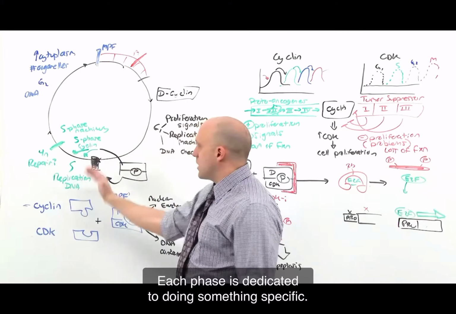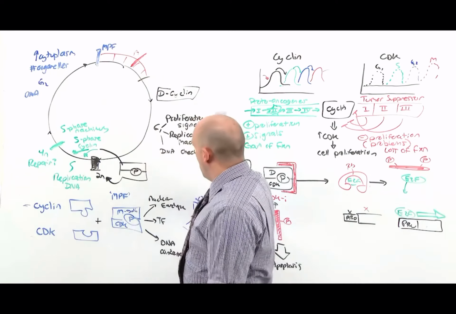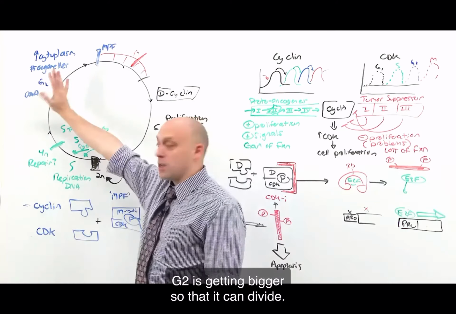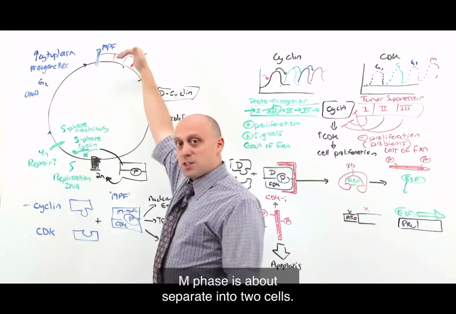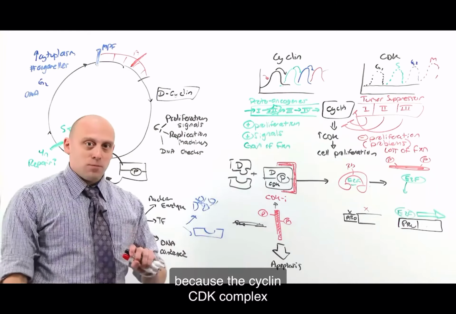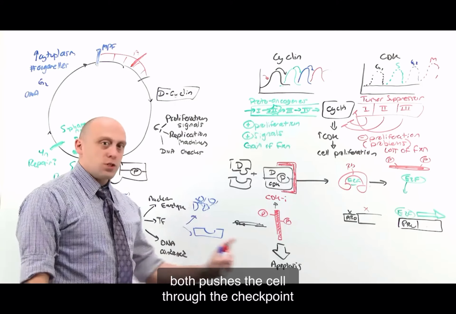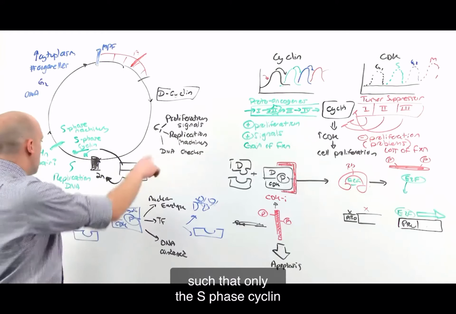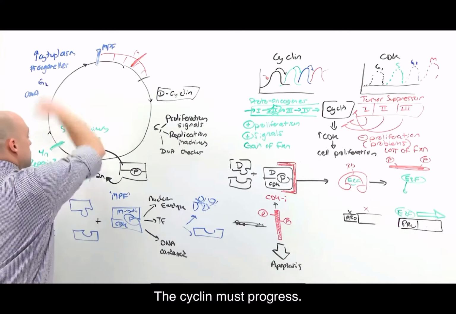Each phase is dedicated to doing something specific. G1 is deciding whether or not it should divide, preparing for replication. S phase is replication. G2 is getting bigger so that it can divide. M phase is about separating into two cells. It maintains unidirectionality because the cyclin CDK complex both pushes the cell through the checkpoint and activates the next phase's cyclins, such that only the S phase cyclins turn on G2 phase, so the cycle must progress.